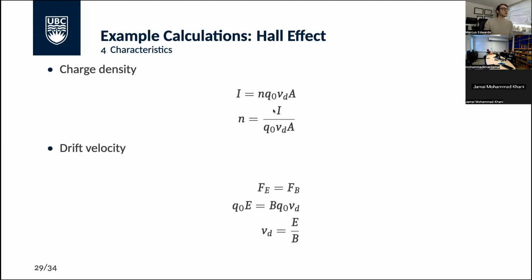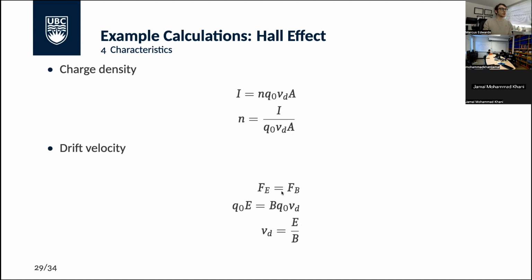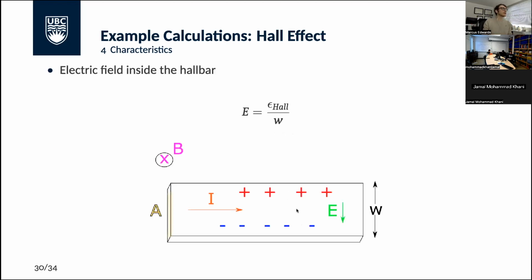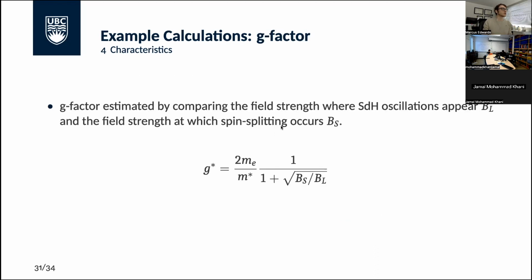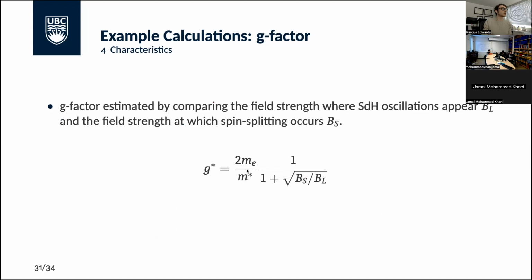Our charge density N is going to be our current divided by the fundamental charge Q naught times the drift velocity times A. Our drift velocity is just going to be E over B, since these forces have to cancel out for equilibrium to be reached in our charge carriers. And then the electric field inside the Hall bar is given in terms of the EMF, as I mentioned. That allows us to calculate a lot of our figures of merit. They also calculate a G factor using this equation, which is estimated by comparing the field strength where the SdH oscillations appear and the field strength at which spin splitting occurs.